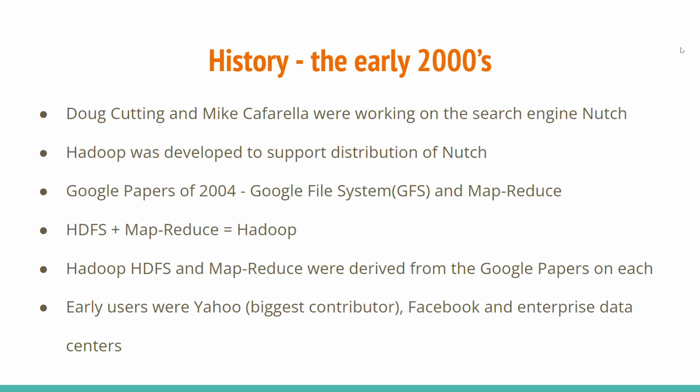In 2005, Doug Cutting and Mike Caffarella created Hadoop while working on the search engine Nutch. It was originally developed to help with the distribution of this. One year prior, in 2004, Google had released a paper on its Google File System, GFS, and its own MapReduce. Hadoop Distributed File System, HDFS, and Hadoop's MapReduce are based on this paper. At the time of Hadoop's creation, Mike Cutting was working for Yahoo, and so Yahoo was one of Hadoop's biggest contributors and earliest users.